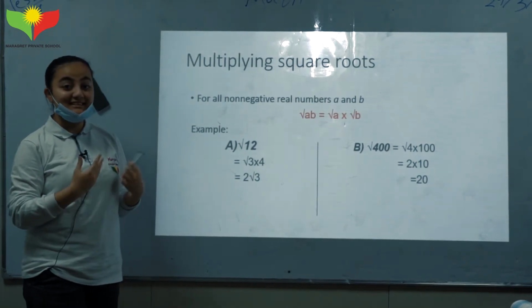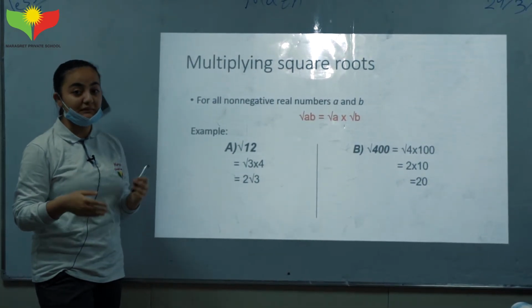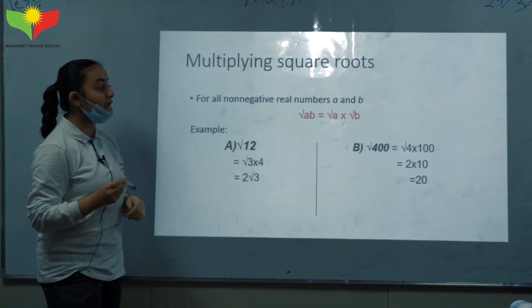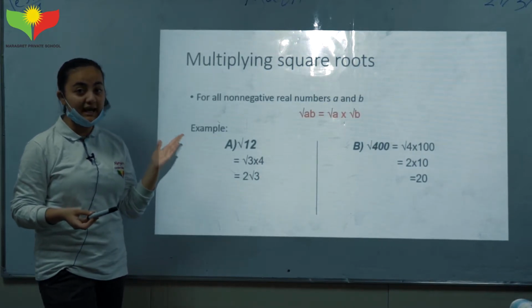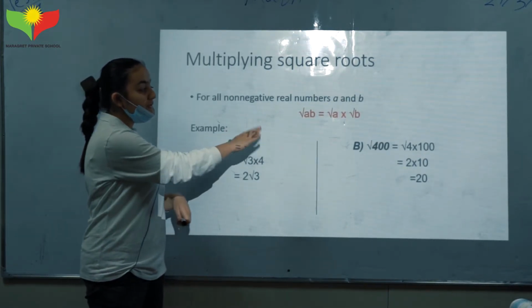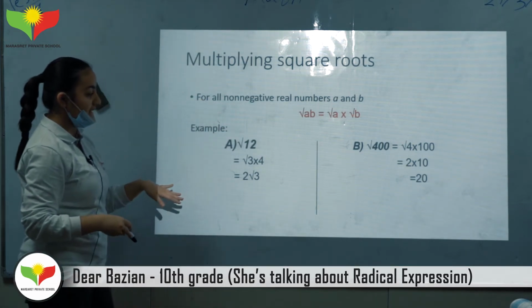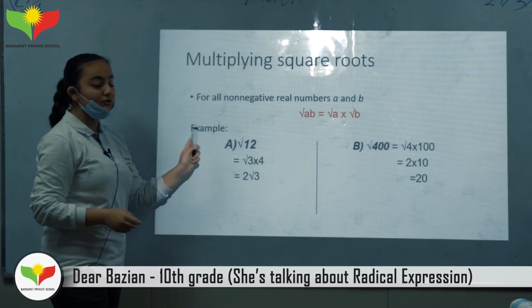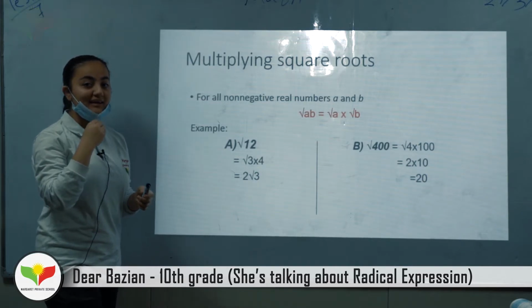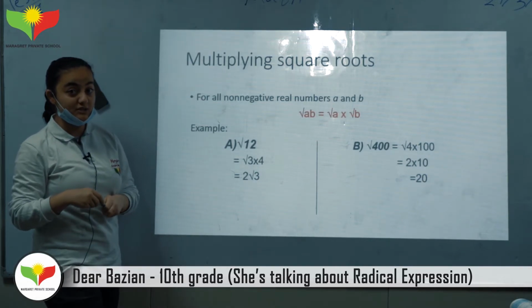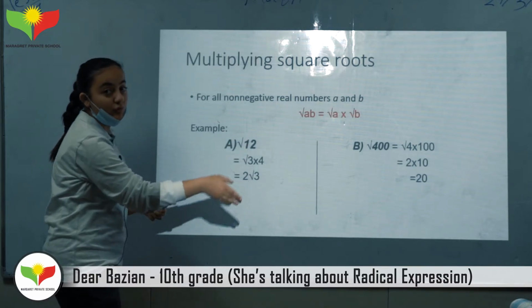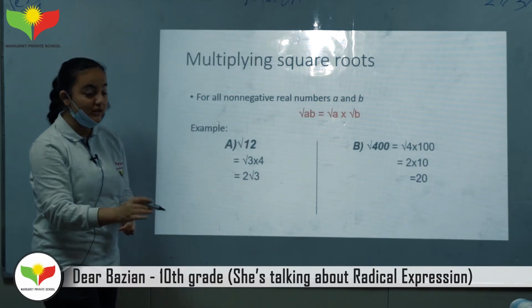So in this slide, I will talk about how you can multiply square roots. For all non-negative real numbers a and b, the square root of ab equals the square root of a times the square root of b. We have this example, a. The square root of 12, we will write the square root of the multiplication 3 times 4, so this is under a square root.